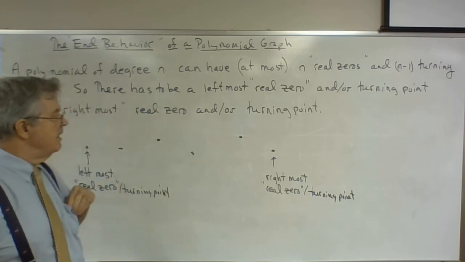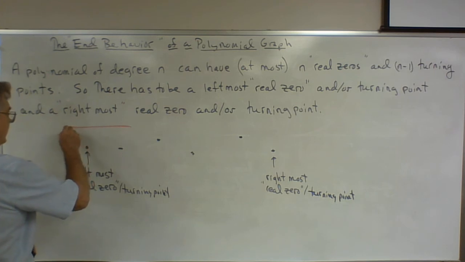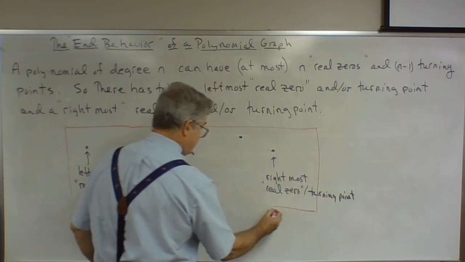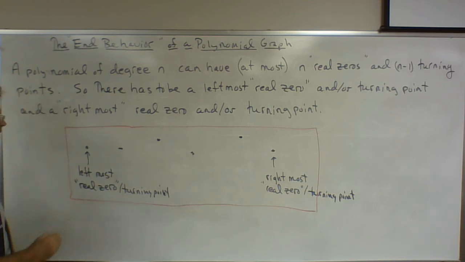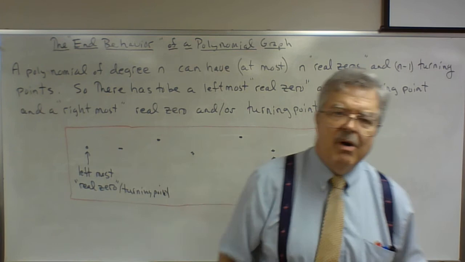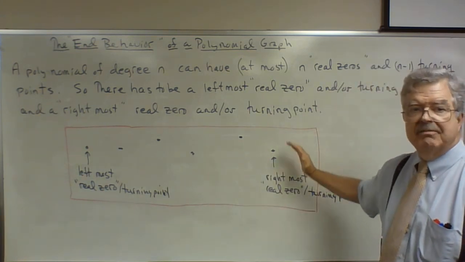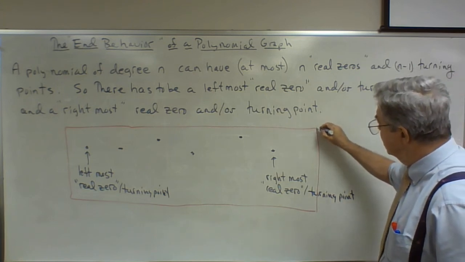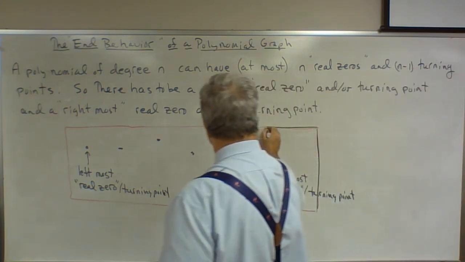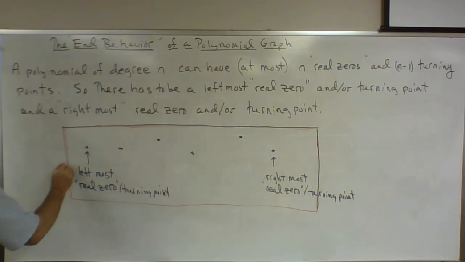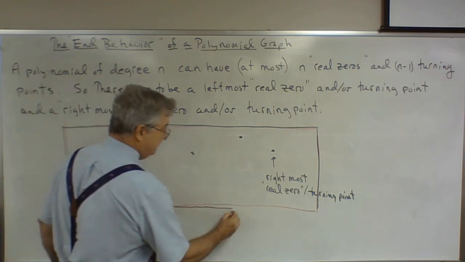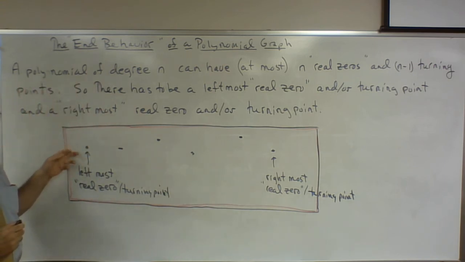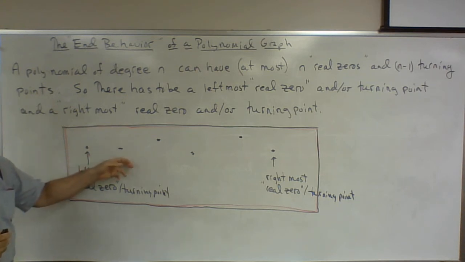which means that I can take my red marker and I can enclose all of my real zeros and all of my turning points in a box. And maybe I'll enclose them with a black marker too, considering what I'm about to do. So this black box contains all of my real zeros, all of my x-intercepts, and all of my turning points.